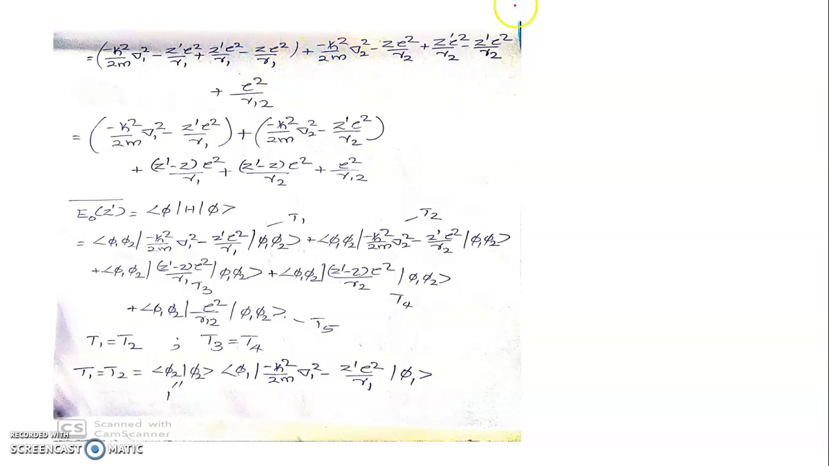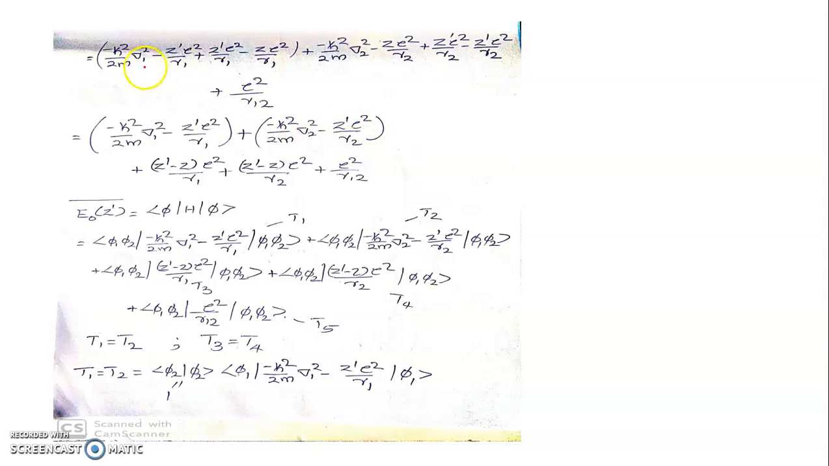Similarly, we do it for the second hydrogen-like electron: minus h bar square by 2m del 2 square minus Z e square by R2, plus Z prime e square by R2 minus Z prime e square by R2, plus e square by R12. Now we will modify the Hamiltonian in terms of Z prime as minus h bar square by 2m del 1 square minus Z prime e square by R1 plus minus h bar square by 2m del 2 square minus Z prime e square by R2.